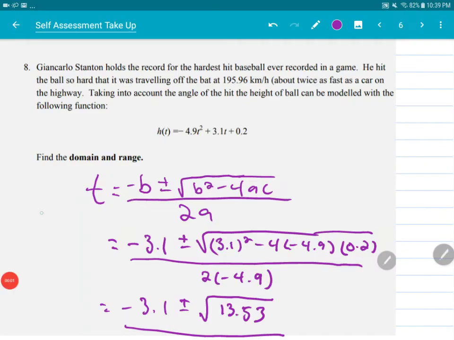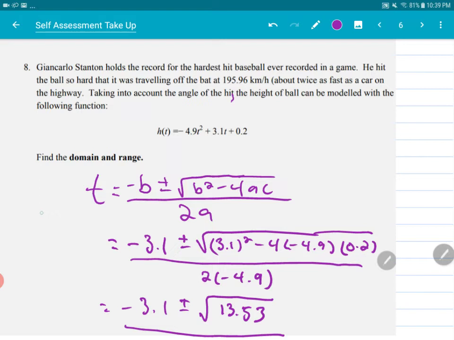All right, question 8. Let's read this together. John Carlos Stanton holds a record for the hardest hit baseball ever recorded in a game. He hit the ball so hard that it was traveling off the bat at 195.96 kilometers per hour, about twice as fast as a car on the highway. Taking into account the angle of the hit, the height of the ball can be modeled with the following function. H of t equals negative 4.9 t squared plus 3.1 t plus 0.2.